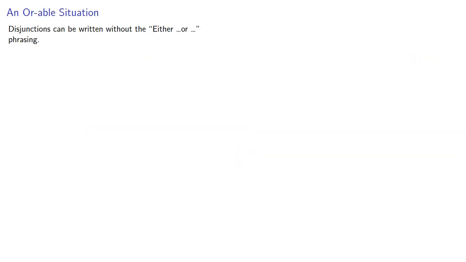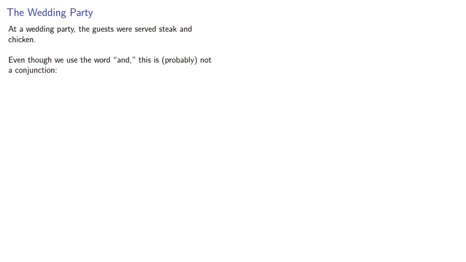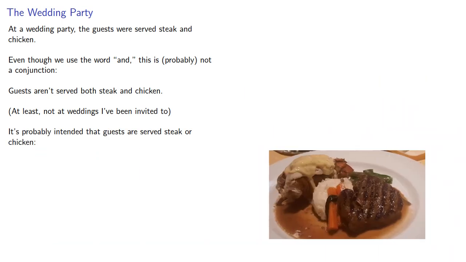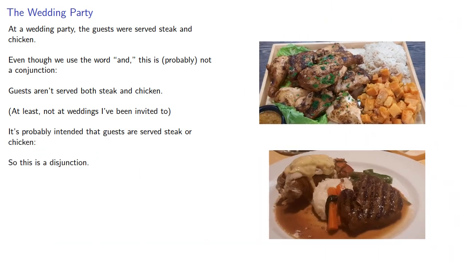So disjunctions can be written without using the "either or" phrasing. Usually we at least use "or," but sometimes we don't. For example, at a wedding party, the guests were served steak and chicken. Even though we use the word "and," this is probably not a conjunction. The assumption here is guests aren't served both steak and also chicken, at least not at any weddings I've been invited to. It's probably intended that guests are served steak or chicken, so as a statement, this is a disjunction.